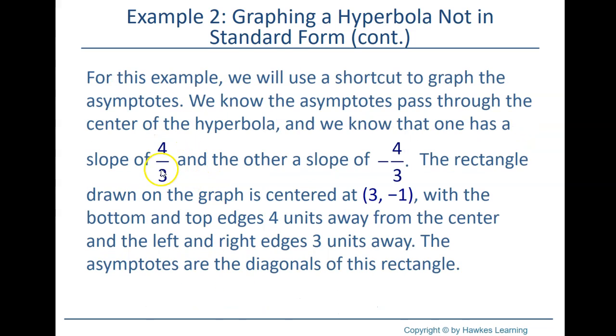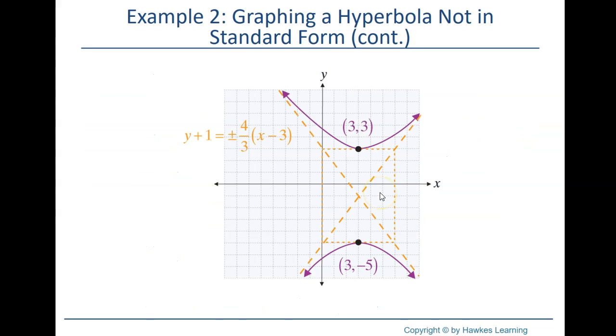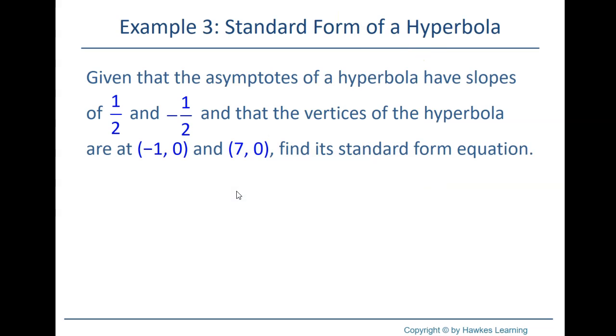All right, and then there's our slope for our asymptotes. So there is our equation. Our center is 3, negative 1. So we got y plus 1 equals plus and minus the square root of 16, the square root of 9, x minus 3. So there's our hyperbola. All right, and then the last example.